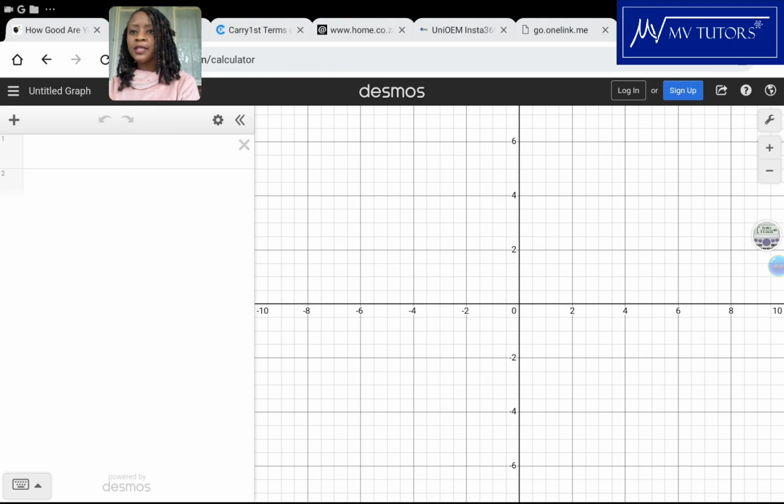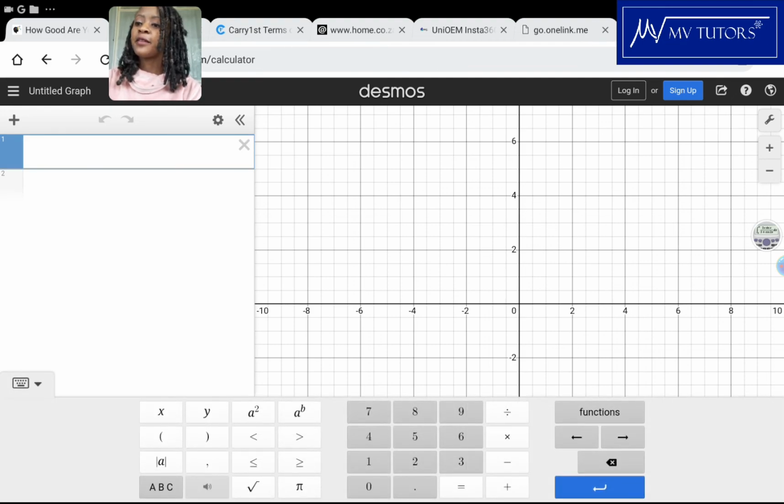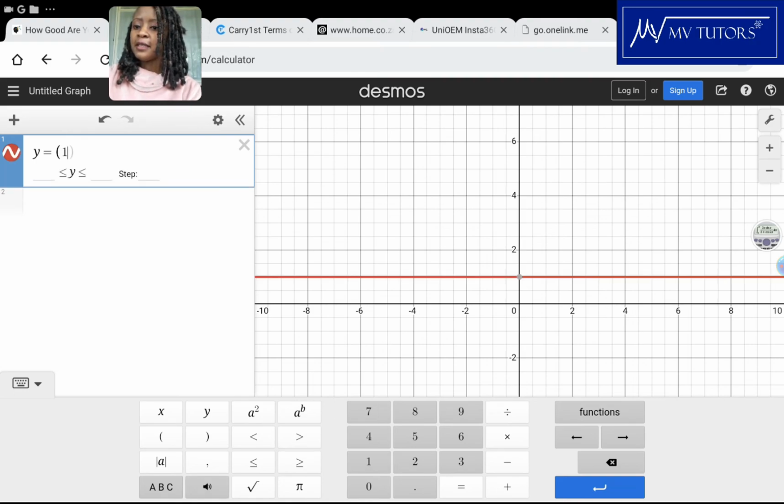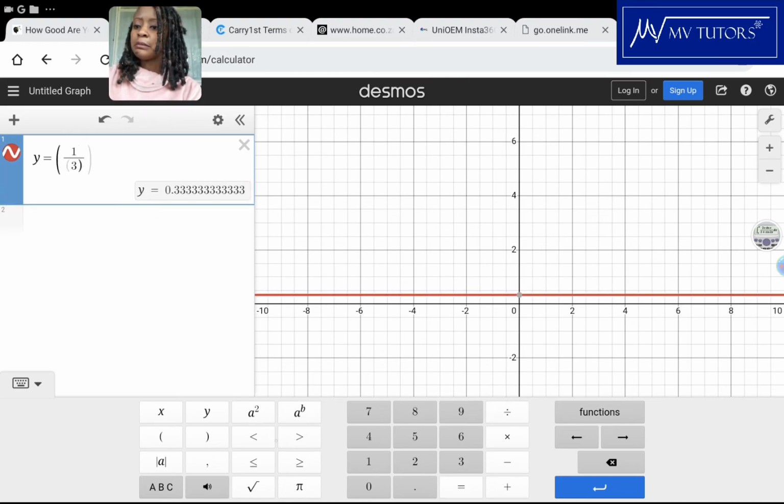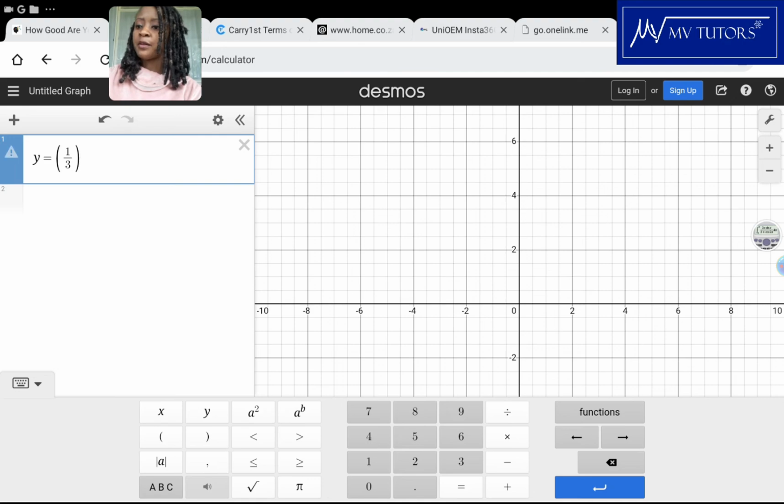Okay, so in your Internet Explorer, whichever one you use, whether Chrome, whatever, just Google Desmos, alright? Then you can put in your function. So let's say we want y is equal to a third to the power x, or if you really want to put g of x, you are welcome. Y is equal to a third, so 1 divided by 3, to the power x.